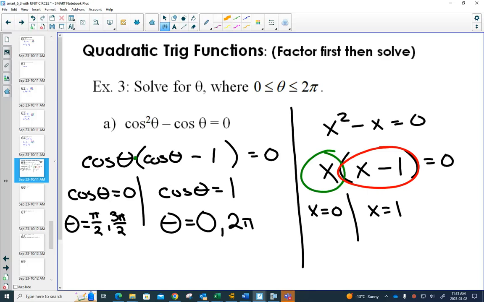They told us to look for theta between 0 and 2 pi, and you see these equal signs? This means including 0 and including 2 pi. So if you just wrote 0 in this case, you would lose a half mark because you missed an answer. You would have to also include 2 pi.